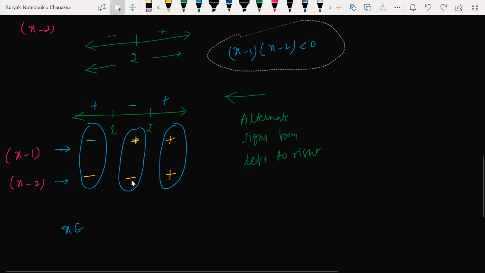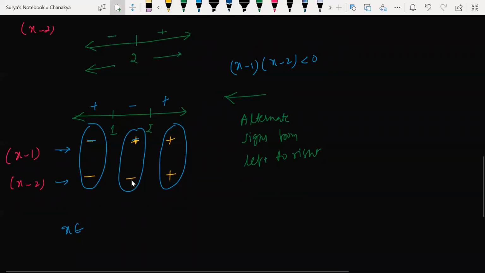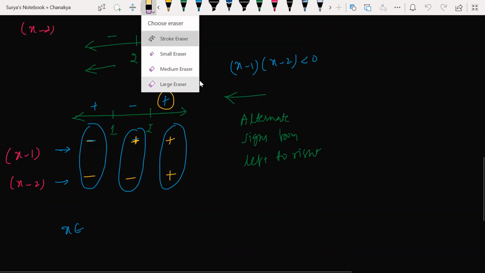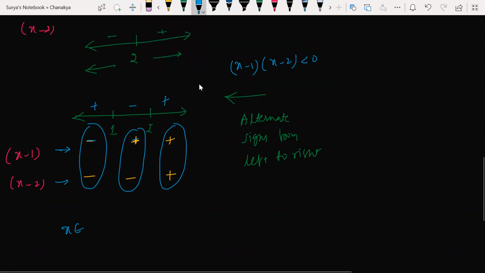I didn't understand what is alternate sign from left to right. Alternate sign is nothing but plus, minus, plus, minus, plus, minus. You always have to start with plus and go alternately. Plus, minus, plus, minus. You write, and you will understand how many regions you get. Don't worry, we'll solve the questions now. It is an easy point and an easy method as well.